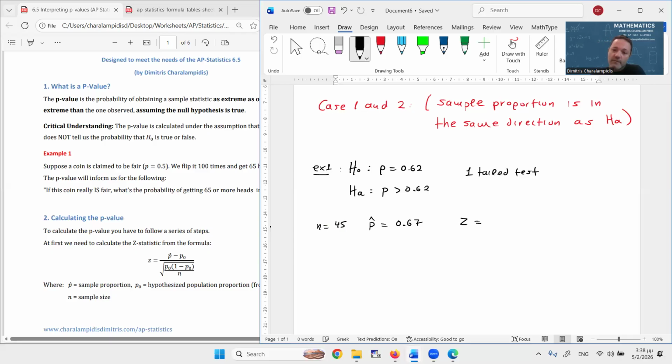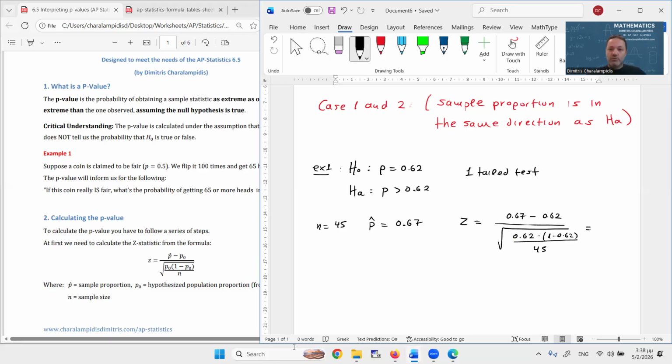The z is p-hat, which is the sample proportion, 0.67, minus the claimed one, minus 0.62, over the square root of the claimed p, so 0.62 times 1 minus 0.62, over 45. Let's use now our calculators.